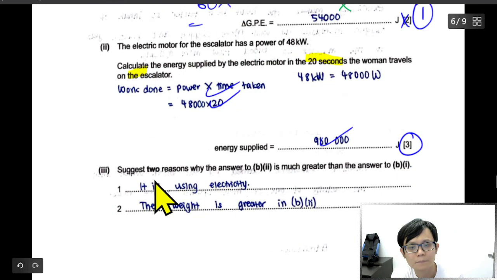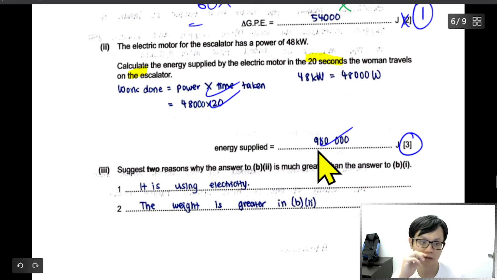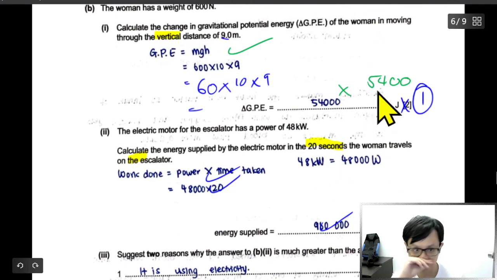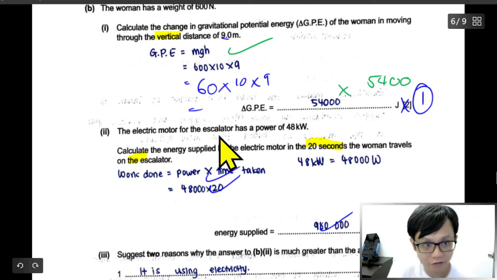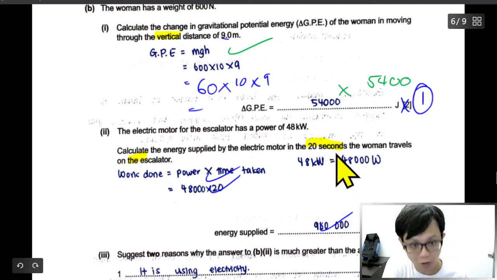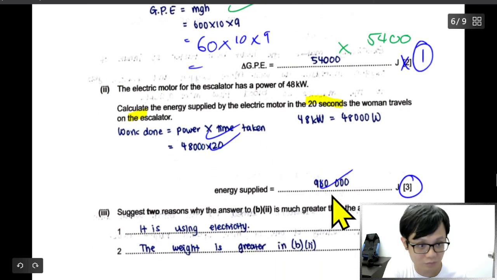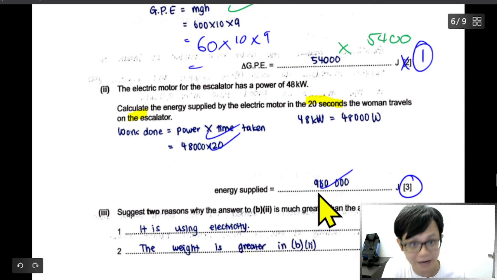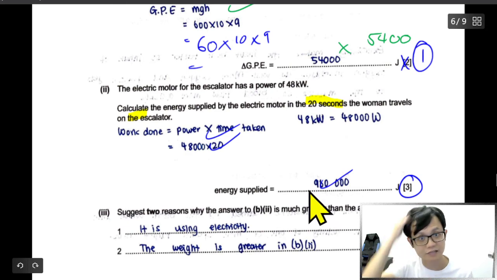Okay. Suggest 2 reasons why the answer in B2 is much greater than the answer in B1. B2 is bigger than B1. So the energy supply is 960,000 joules, and for this one the energy supply is only 5,400. But these are the energy required for the lady to move up. Why does it take so much, around 20 times more energy than the woman would take if she used a staircase, for example?